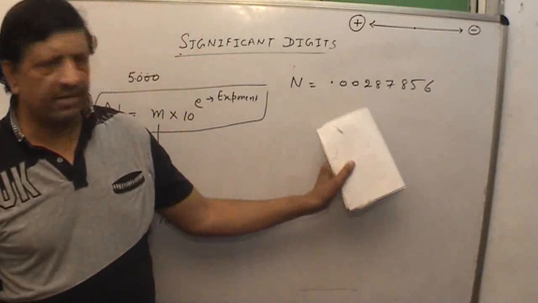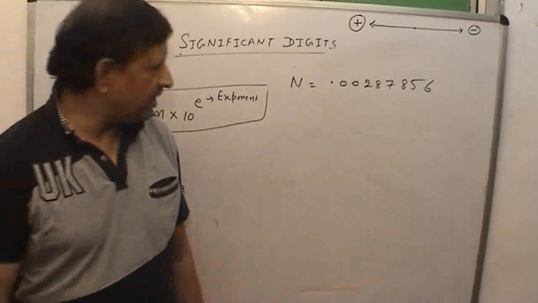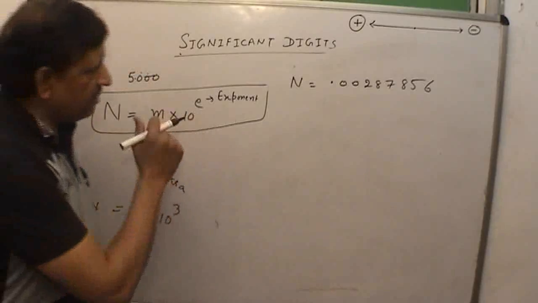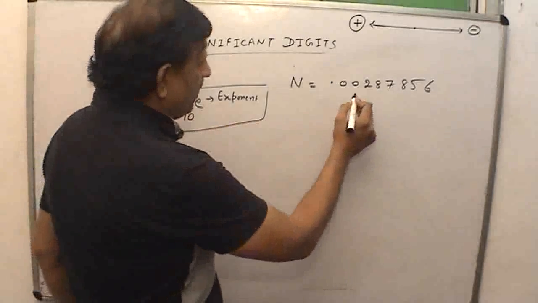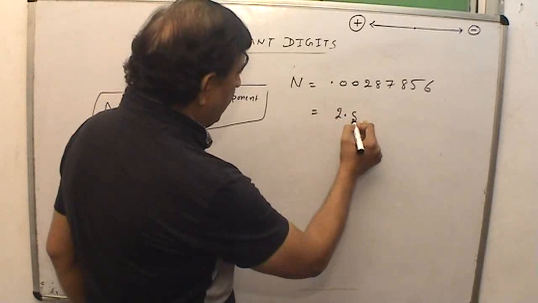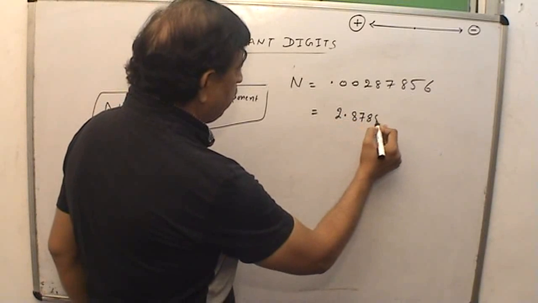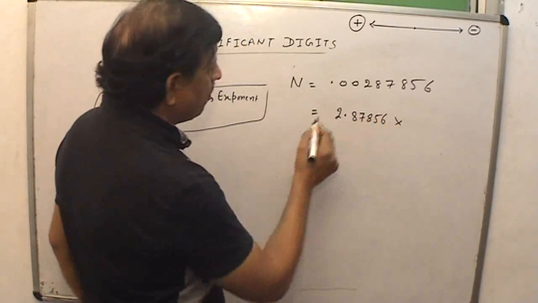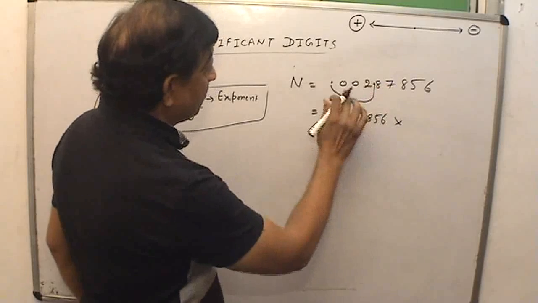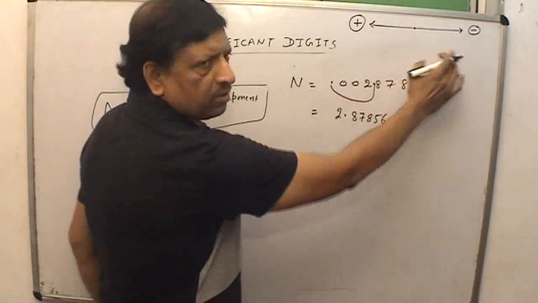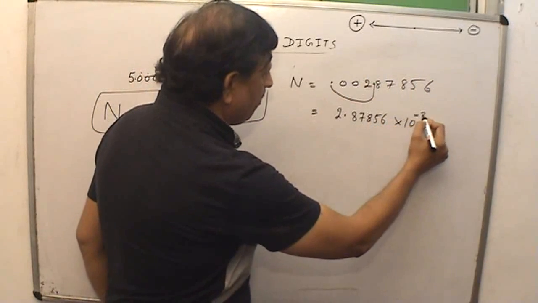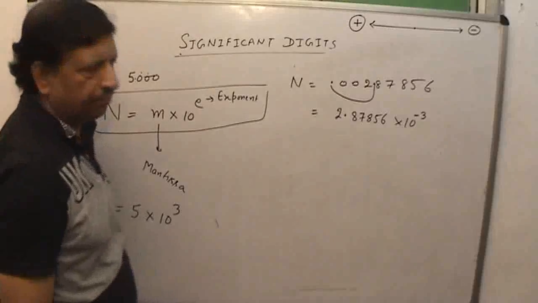How to represent it in the standard form, that we say is the normal form. Let us see. That is equal to 2.87856 into 10 raised to the power minus 3, because we have replaced the decimal by 3 places, 1, 2, 3, on the right side.